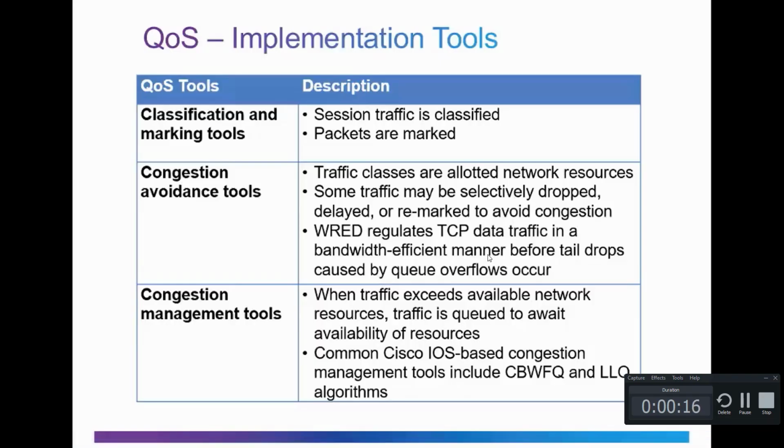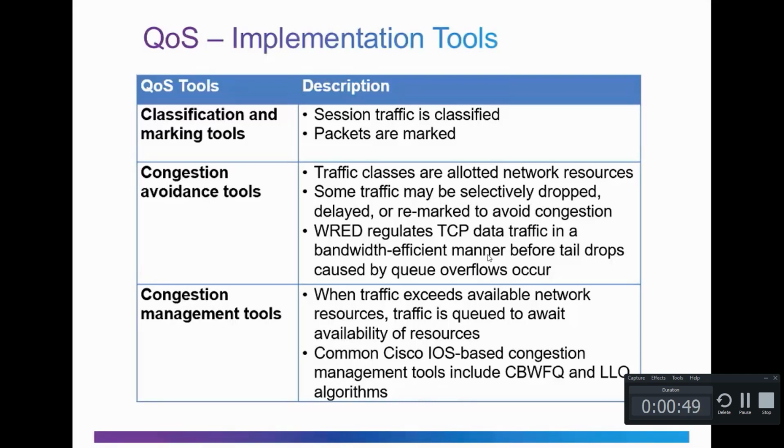We can categorize QoS implementation tools into three broad categories: classification and marking tools, congestion avoidance tools, and congestion management tools. Under classification and marking tools, session traffic is classified into different priority groupings and packets are marked. Under congestion avoidance tools, traffic classes are allotted network resources. Some traffic may be selectively dropped, delayed, or remarked to avoid congestion.